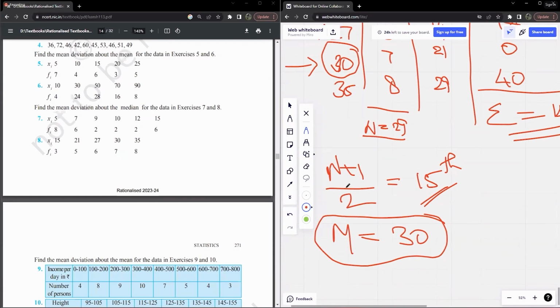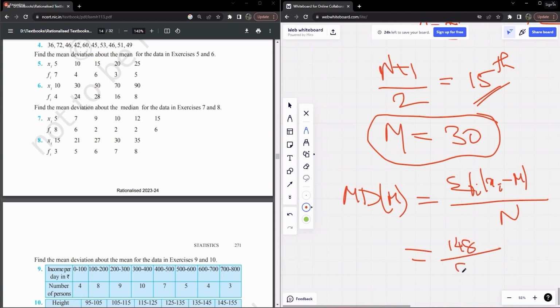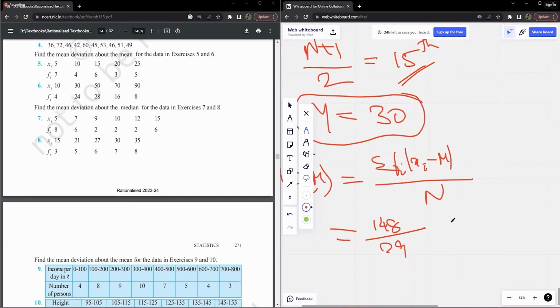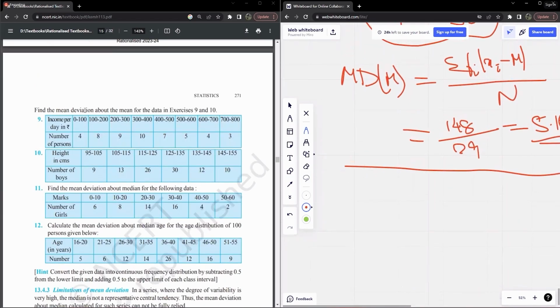All right. So your mean deviation about the median is going to be equal to sigma fi times mod of xi minus M divided by capital N, which is basically 148 divided by 29, right? Which is 5.103. And that's the answer. There we had xi given.